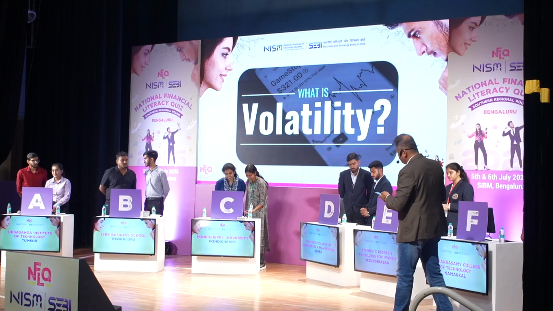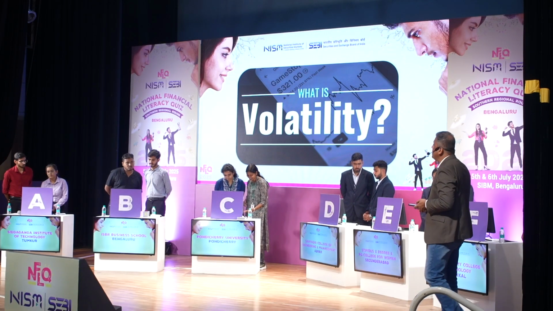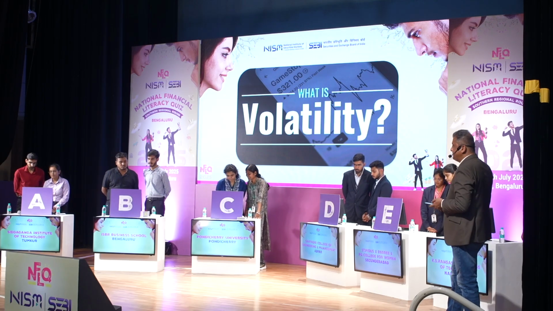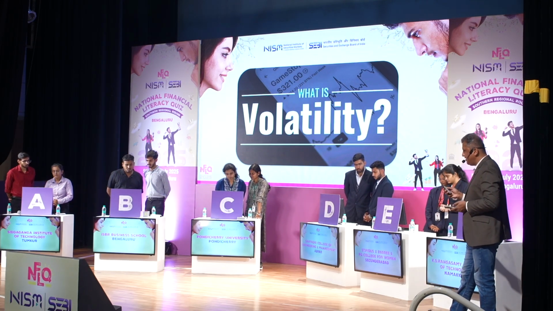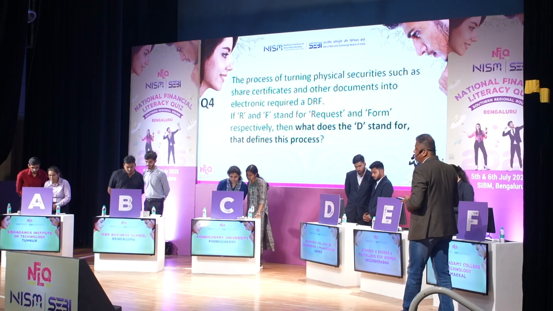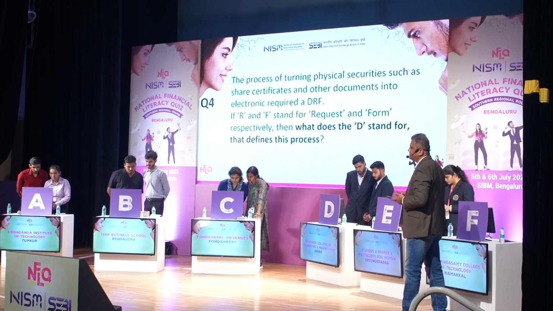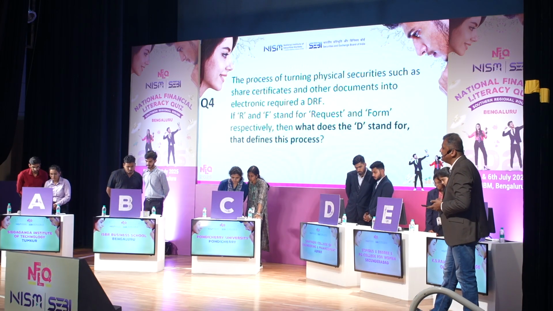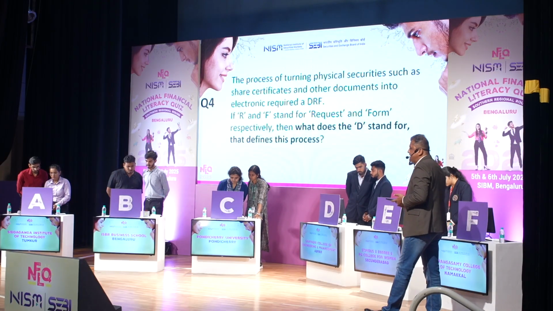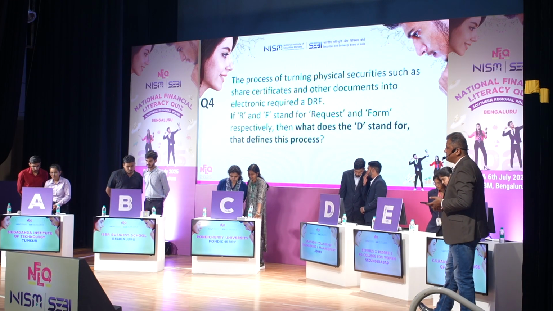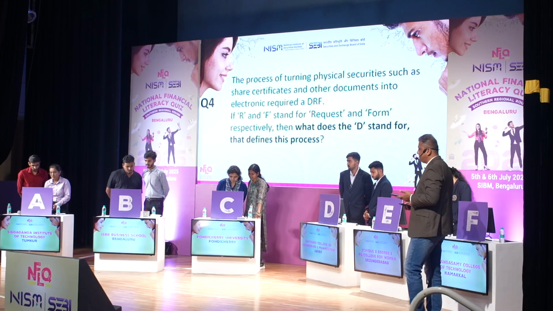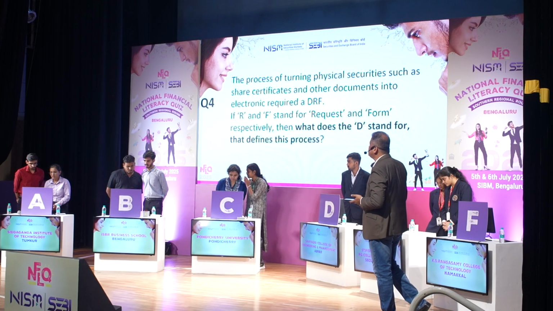Nobody got points, which means that question number 4 will go back to team A. Something tells me that they should give you 25 points. Let's see if you prove me right. The process of turning physical securities such as share certificates and other documents into electronic form requires a DRF. If R and F stand for request and form respectively, what does the letter D stand for?